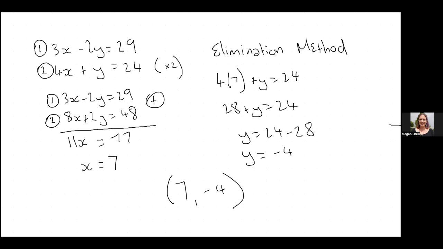Remind me what the solution means. The point of intersection. This is the coordinate where the lines cross each other. You could have drawn that, but drawing graphs is annoying, right? We don't want to do that if we don't have to. So that is the way to get the point of intersection using the elimination method.